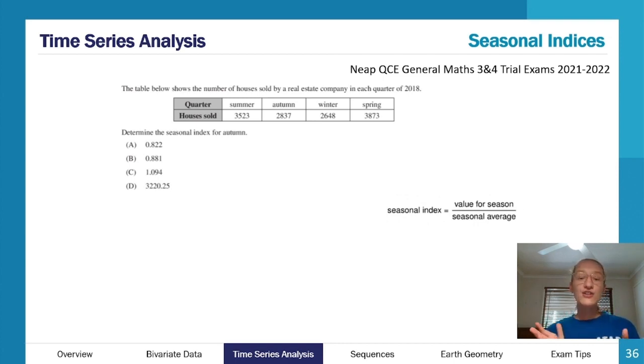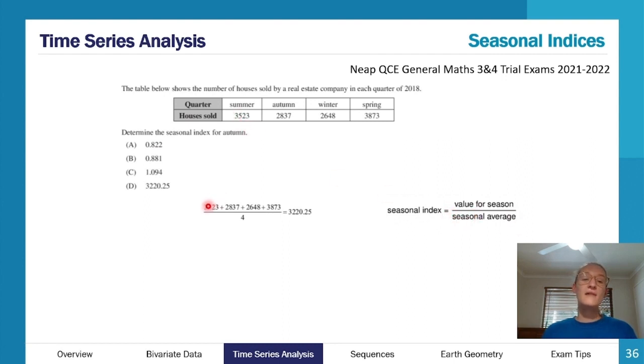So how do you calculate the seasonal index? To calculate a seasonal index, you take the value for that season and you divide it by the seasonal average. So we'll break that down a little bit further now. Our seasonal index formula is equal to the value for that season, which in our case is the value for the season of autumn, divided by the seasonal average, which is the average of all of our seasons. So the first thing we need to do is find our seasonal average.